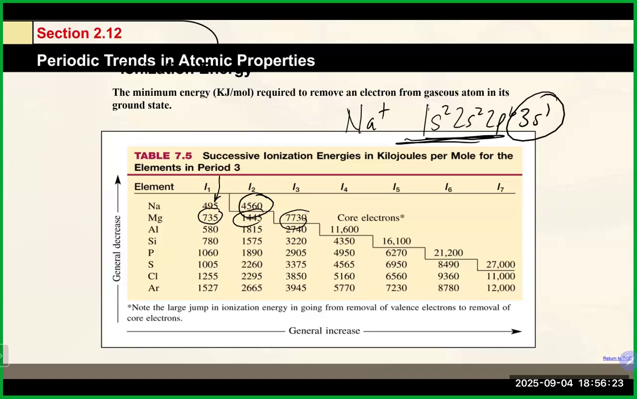We can even see aluminum here is a +3, as it goes from its third electron at 2,700 and skyrockets to about 11,000 in terms of energy that you need. At that fourth electron removed, you're now into the core electrons. Again, it's definitely not going to happen.